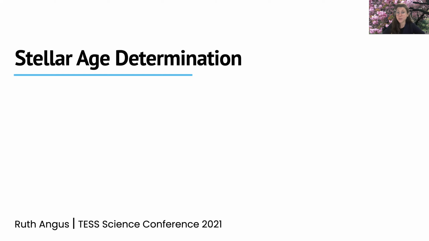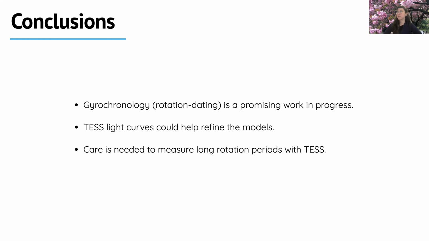I'm going to start with my conclusions so that you know the key takeaways from this talk. The first one is that gyrochronology or rotation dating, measuring the rotation period of a star and then inferring its age from that, is a promising work in progress. This is a technique with a lot of potential, but we haven't yet refined the models in detail. We know in broad scale that stars spin more slowly over time, but we still need to figure out all of the details of the models.